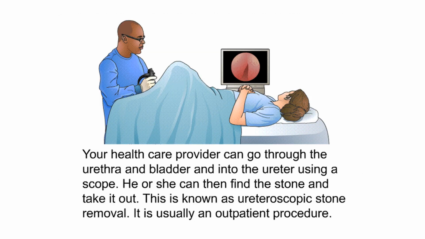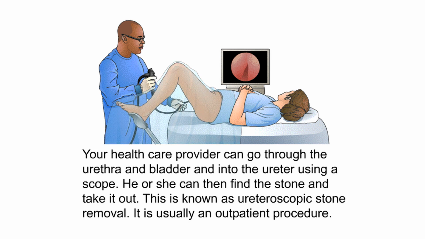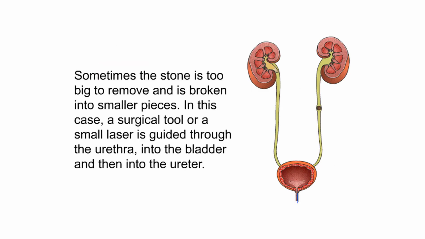Your healthcare provider can go through the urethra and bladder and into the ureter using a scope. He or she can then find the stone and take it out. This is known as ureteroscopic stone removal. It is usually an outpatient procedure. Sometimes the stone is too big to remove and is broken into smaller pieces. In this case, a surgical tool or a small laser is guided through the urethra into the bladder and then into the ureter.